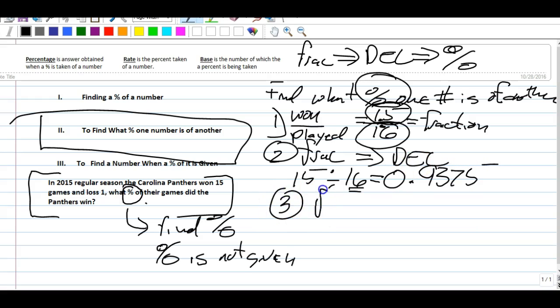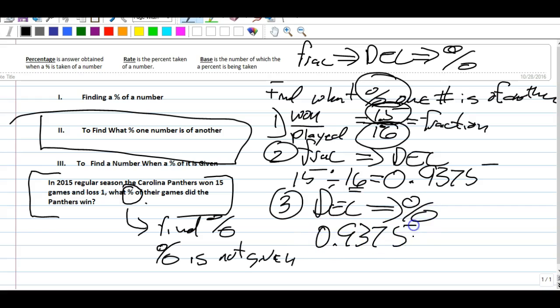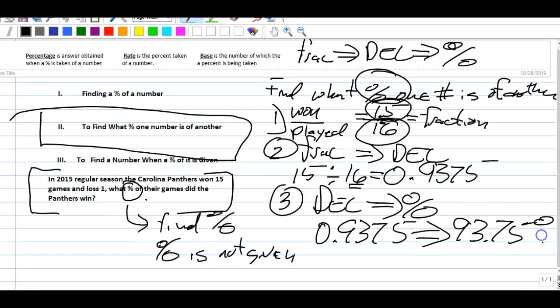So now I want to change that decimal number to a percent. So I have 0.9375, and to change the decimal number to a percent, move the decimal 2 places to the right, and that gives you 93.75% of the games. So they almost won 94% of the total games they played.